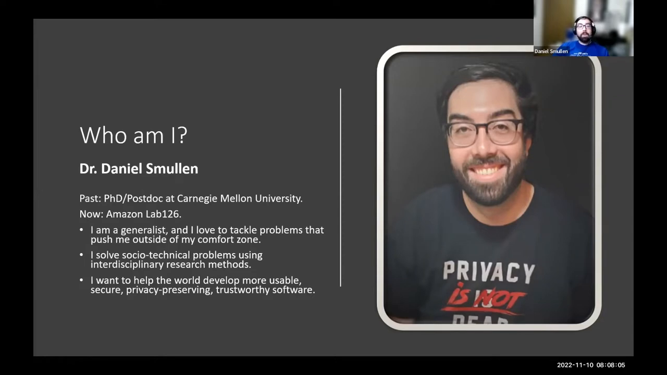But from my perspective, my about me is how I see myself. I'm a generalist. I do focus on privacy, but I also bring a lot of other knowledge areas. Software engineering is what it says on all of my degrees that I have on my wall. But I do privacy, I do security, I do usability, I do a bunch of stuff. And I like to tackle problems that push me outside my comfort zone. I think that's really important in life generally. You want to be able to go outside your comfort zone.